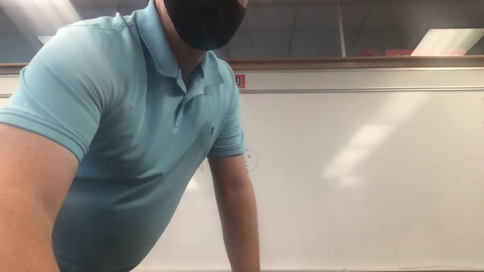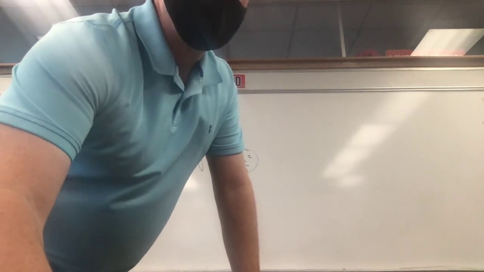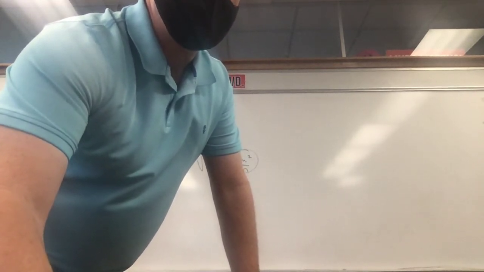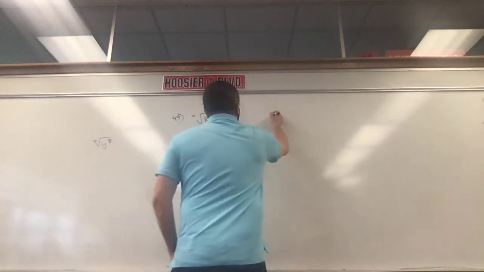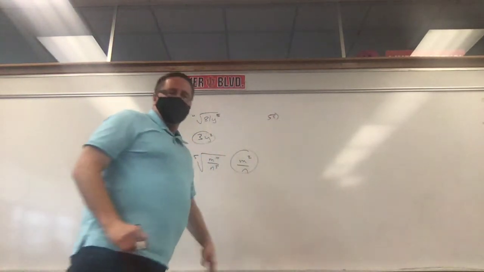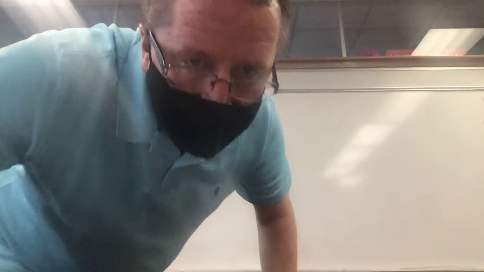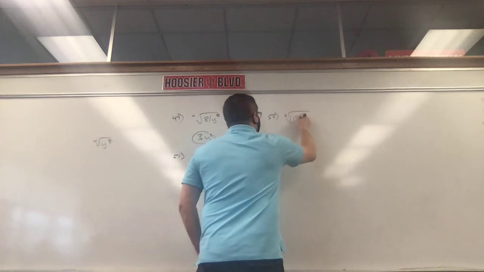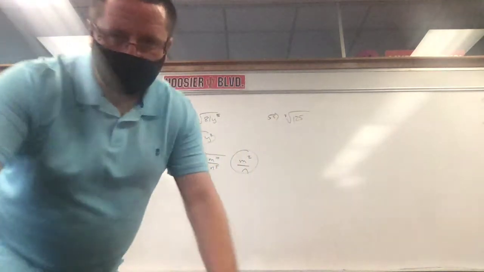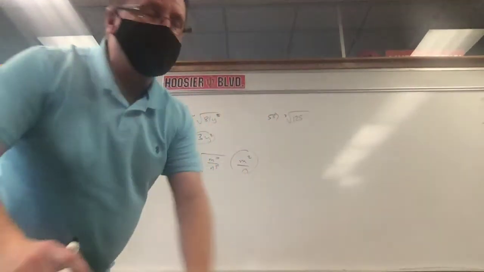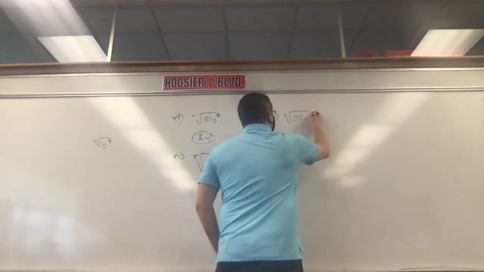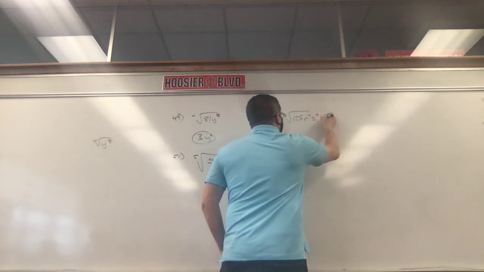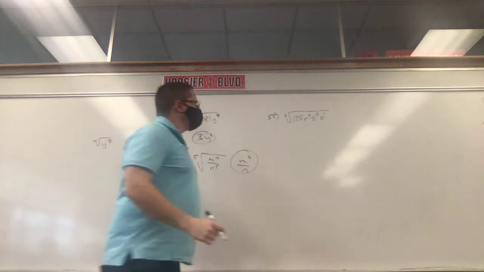Okay, next one on the assignment is 57. We're skipping that one for you guys to do. Let's look at number 58. 58 looks a little bit tougher, but we'll be all right. So we have the cube root of 125 r to the 4th s to the 9th t to the 7th.